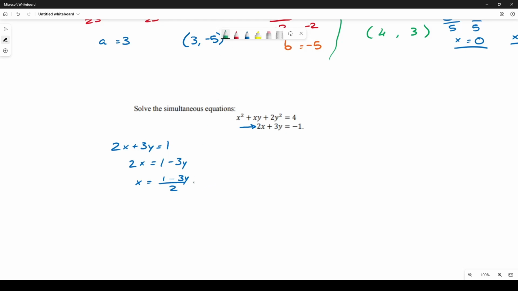And then what you do is you sub that in. It's the same process, exact same process. It's just that you'll notice when you do it, if we sub it into the first line, wherever we see an x, we put 1 minus 3y over 2. It just looks bad momentarily.